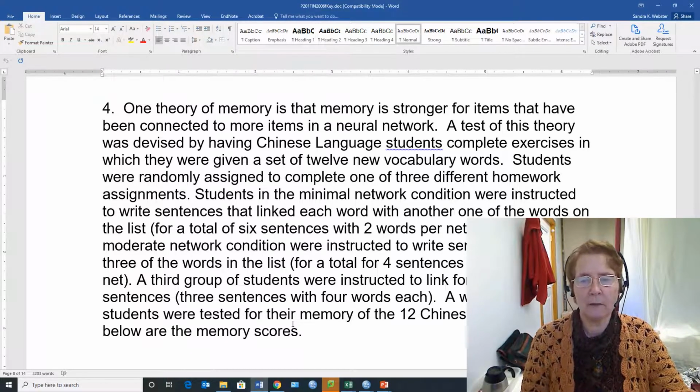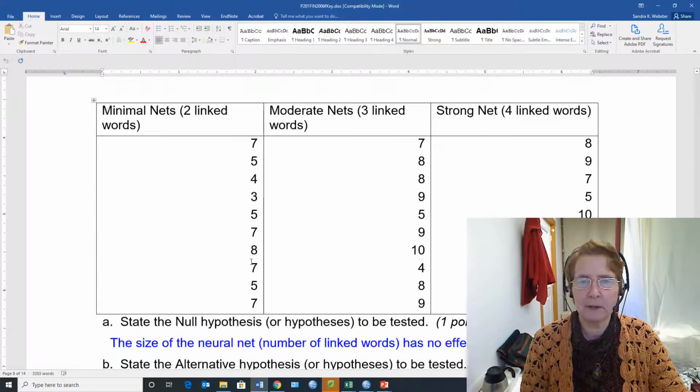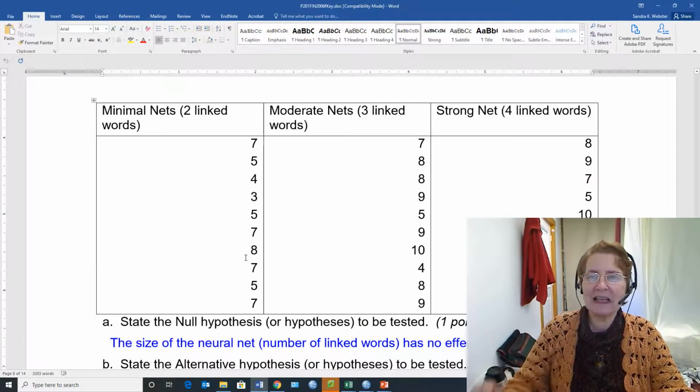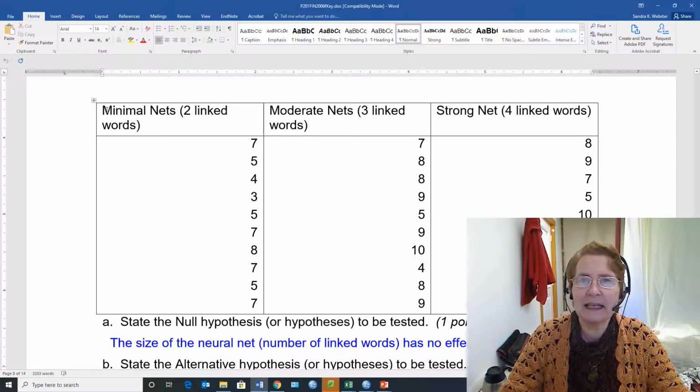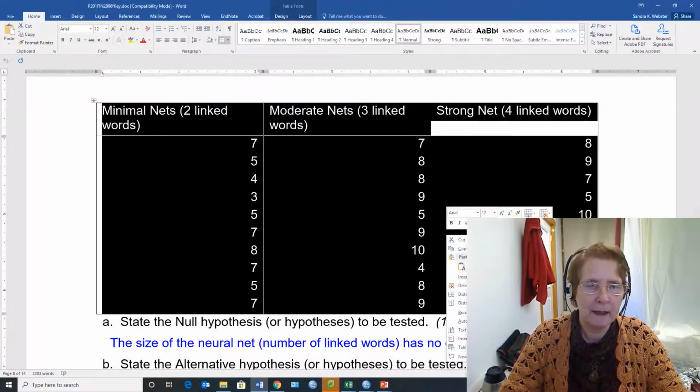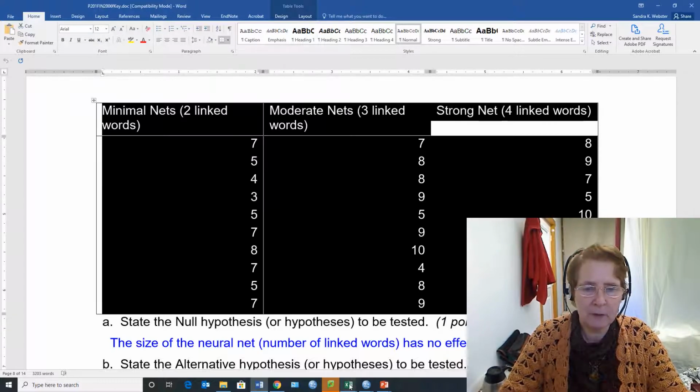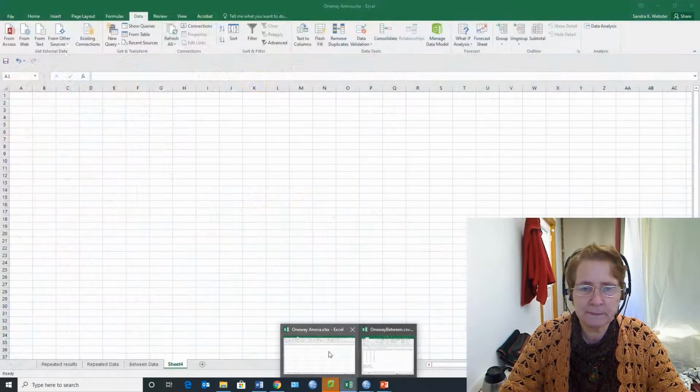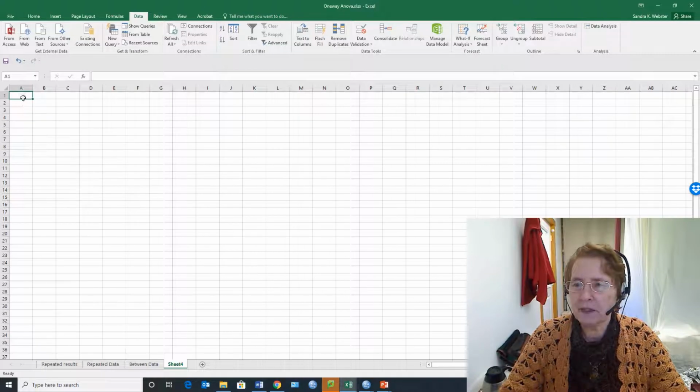The data are below, and I've got the data right here. Now, in order to analyze this with Excel, I need to get the data into Excel. So the first thing I'm going to do is copy it over. And I'm moving over to Excel. And I'm just going to put the data in. Paste. And I've got it.